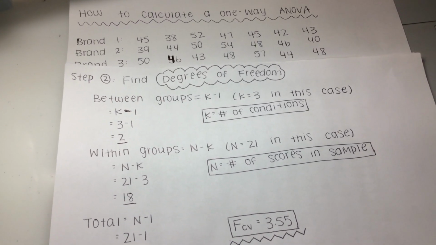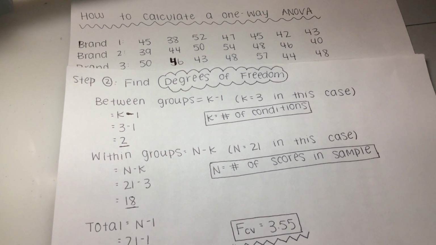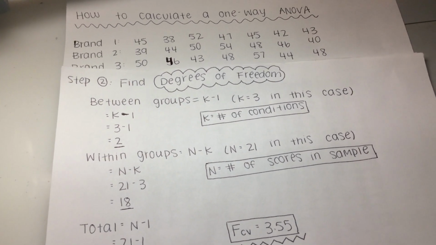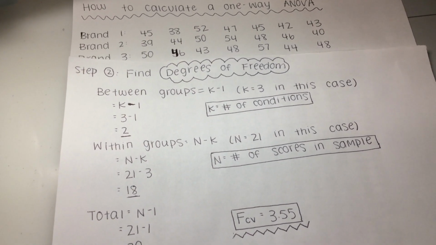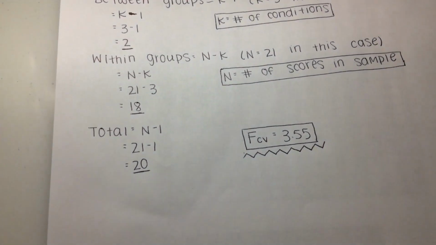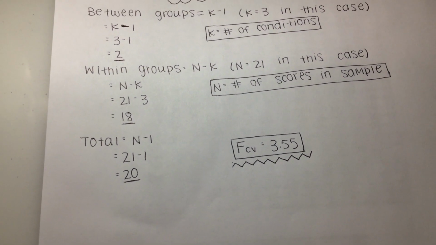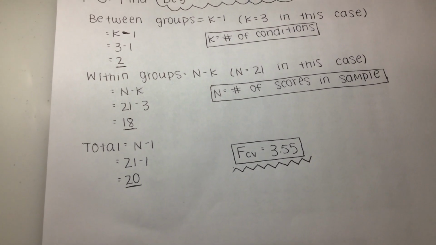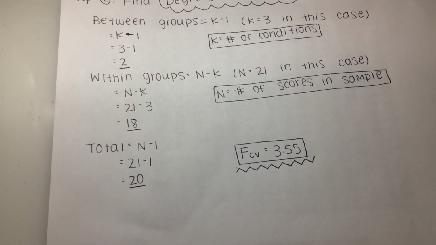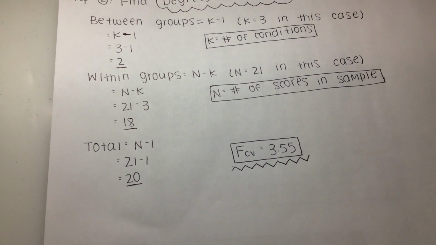To find the degrees of freedom within groups, you do n, or the number of scores in the total samples, minus k, or 21 minus 3 in this case. To find the total degrees of freedom, you just do n minus 1, or 21 minus 1, to give you 20. To find the F critical value, we use a table.